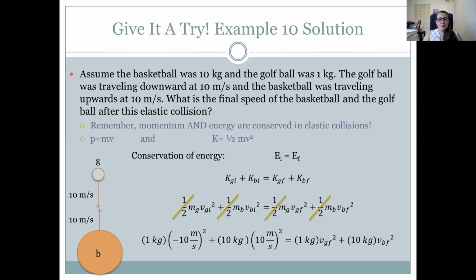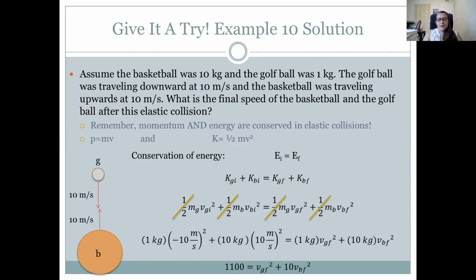But when we plug in our numbers, the mass of the golf ball is 1 kilogram. Its initial velocity is negative 10 meters per second. So that will be squared because velocity is squared, etc. We're plugging in all of our numbers. And when we simplify this equation, we get 1,100 equals our golf ball's final velocity squared plus 10 times our basketball's final velocity squared.